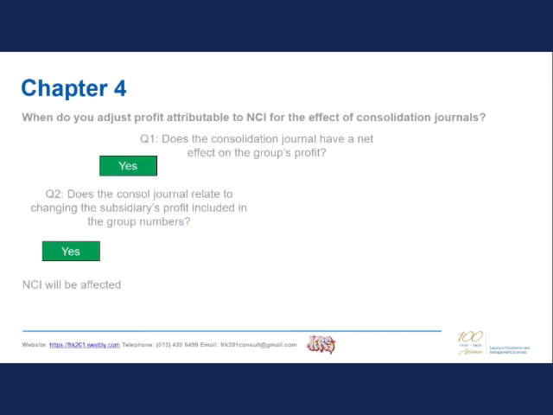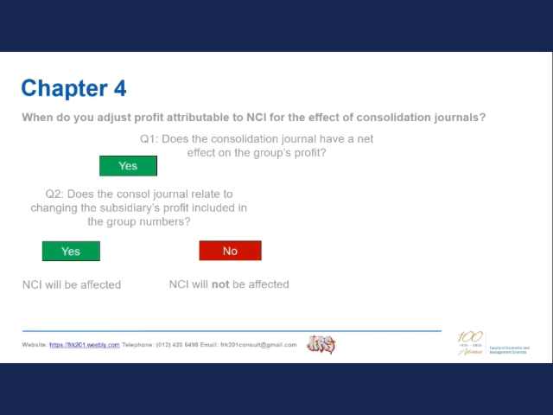Examples of these types of consolidation journal entries will be looked at as part of the work covered in Chapter 5 and Chapter 7 later this year. If the consolidation journal entry changes the parent's profit, so it's not changing the subsidiary's profit feeding into the group, the calculation of profit attributable to NCI will not be affected, as profit attributable to NCI uses as a starting point the profit of the subsidiary.